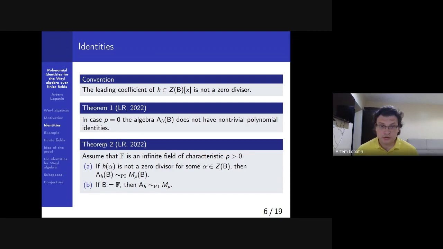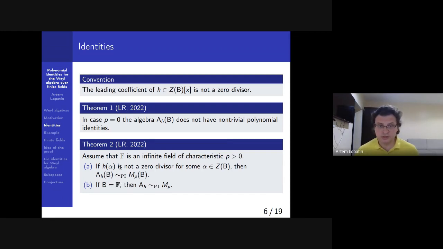And so the second theorem is the following one: when the field F is infinite of positive characteristic, then we need another condition. If h of alpha is not a divisor of 0 for some alpha from the center of the ring B, then the identities of the parametric Weyl algebra are exactly the same as the identities of p by p matrices over the ring B. And in the partial case, when B is the field F, we get that the parametric Weyl algebra over the field has the same identities as p by p matrices. This result is probably possible to get using some classical theorem, although I'm not very certain about it.